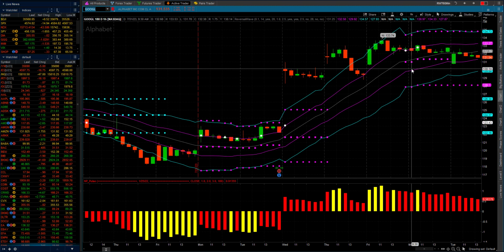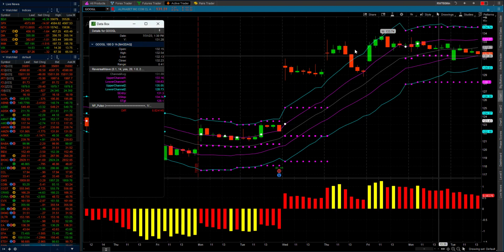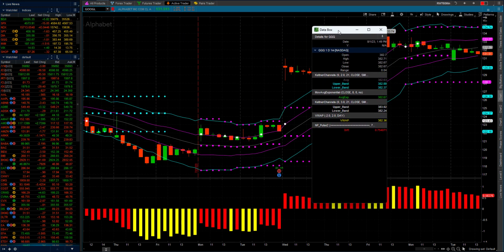That way, I'm not focused on one type of market. I'm not dependent on one type of market in order to make money with my options trading. Well, if we take a look at Google, again, this is the 60-minute chart. I've got my setup here, and it's identified by these magenta colored dots. And if I pull over my data box, you're going to see it.